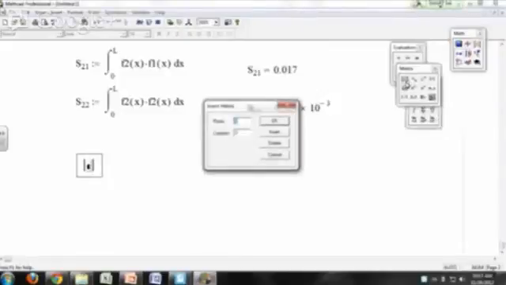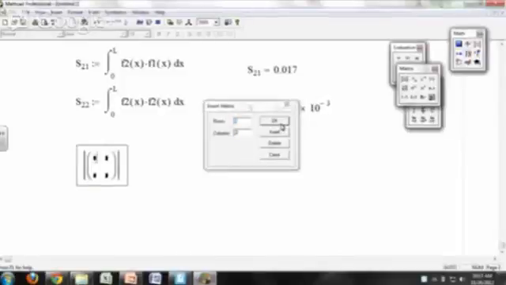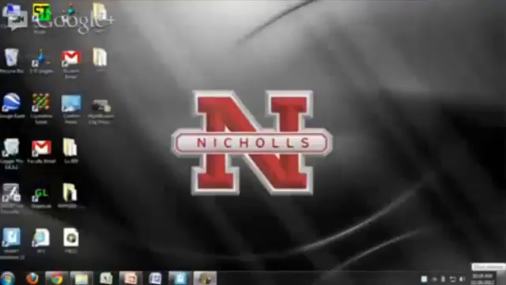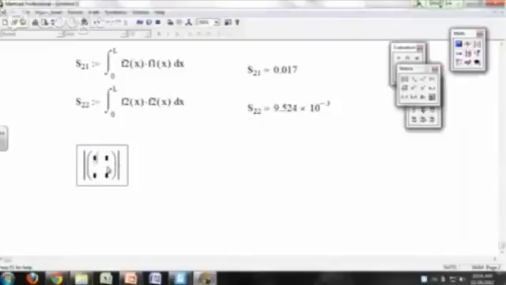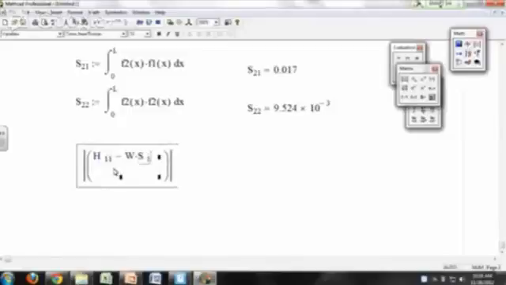What kind of matrix do we need? A 2 by 2 matrix. 2 rows, 2 columns. What are the elements of our matrix? It's going to be H11 minus W times S11. That's our first element. The second element is H12 minus W times S12.